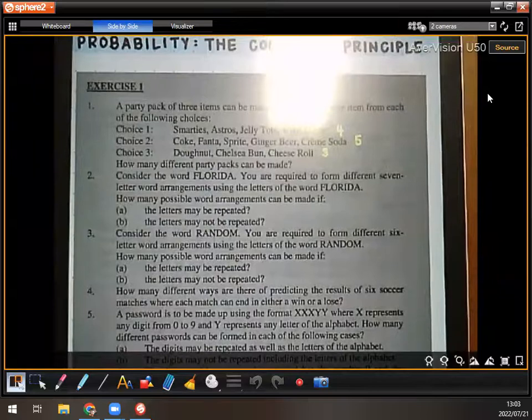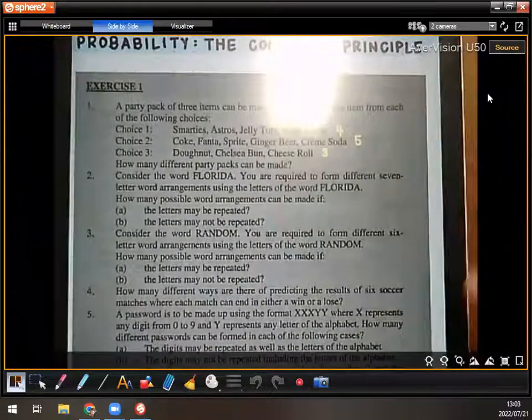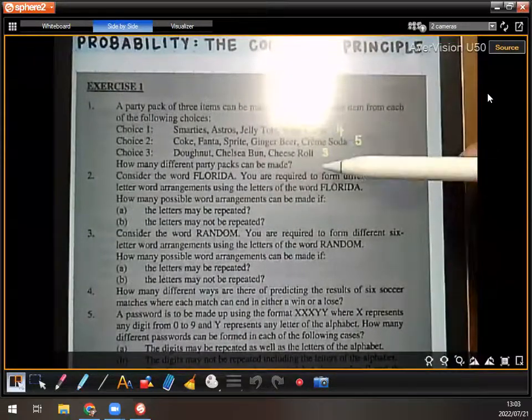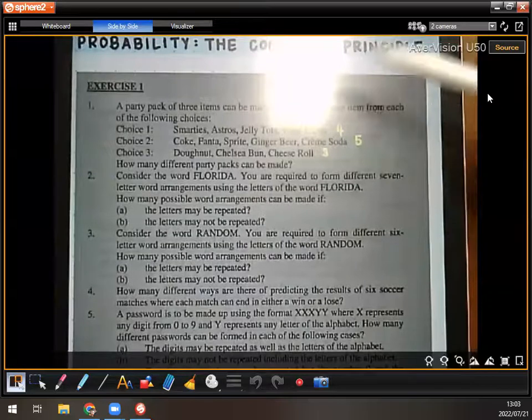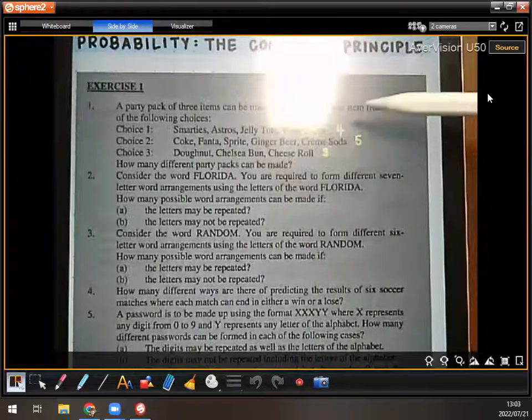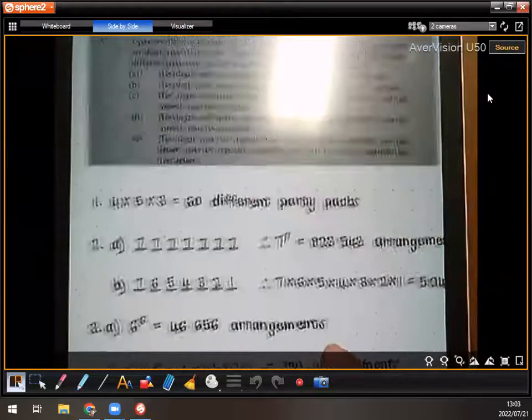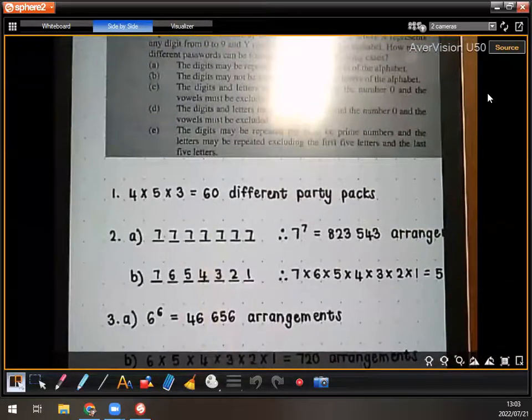So now they're asking how many different party packs can be made, and all you do is you multiply those. Right, so the number of options in choice 1, choice 2, and choice 3, you multiply those 3 numbers together, and that will give you 60 different party packs.